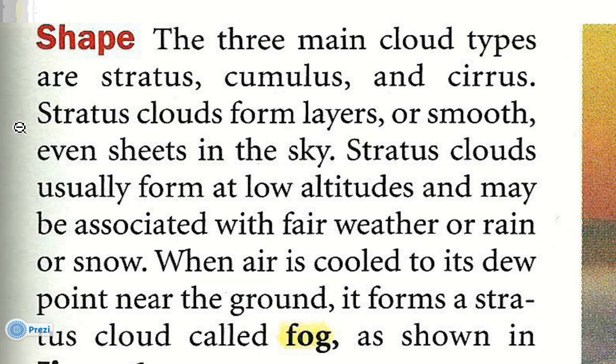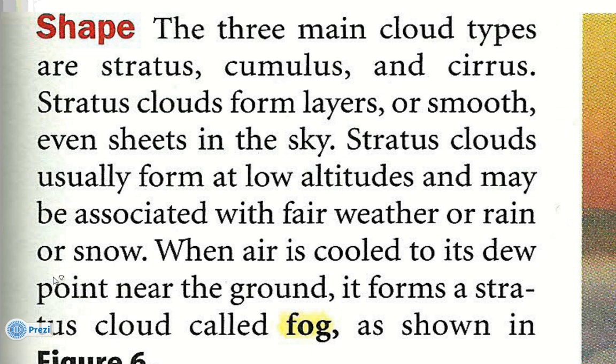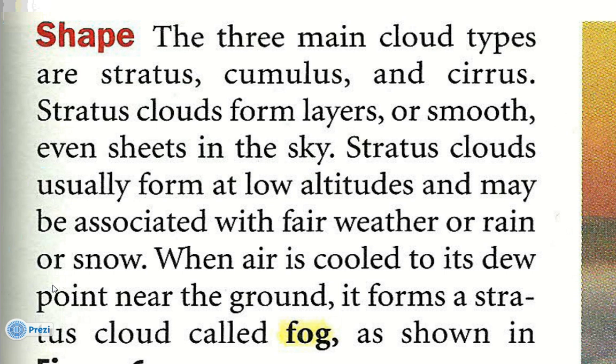Stratus clouds form in layers or smooth, even sheets in the sky. Stratus clouds usually form at low altitudes and may be associated with fair weather or rain or snow. When air is cooled to its dew point near the ground, it forms a stratus cloud called fog, as shown in Figure 6.